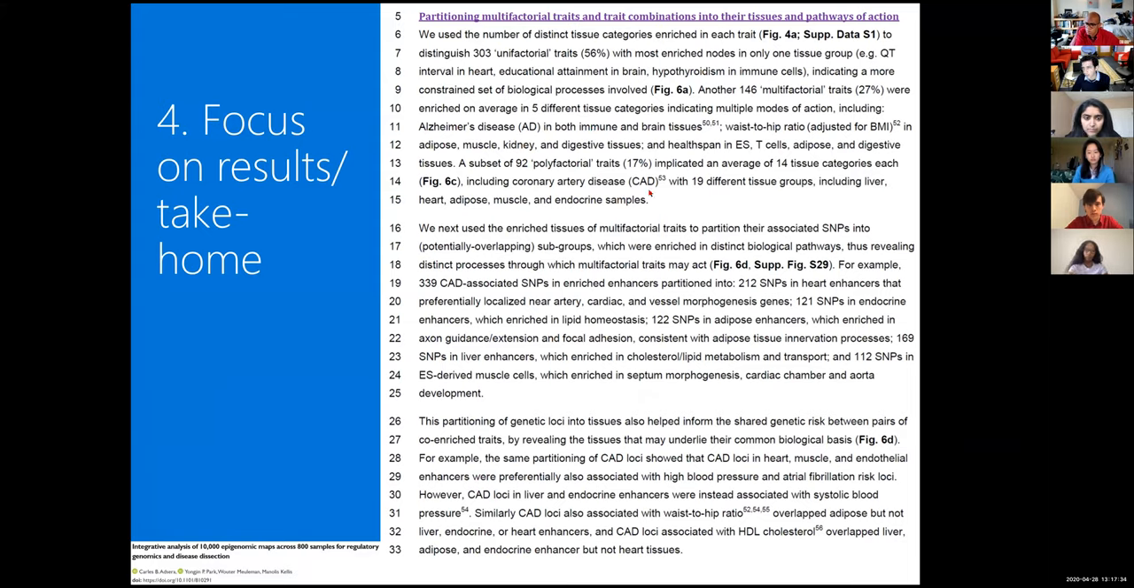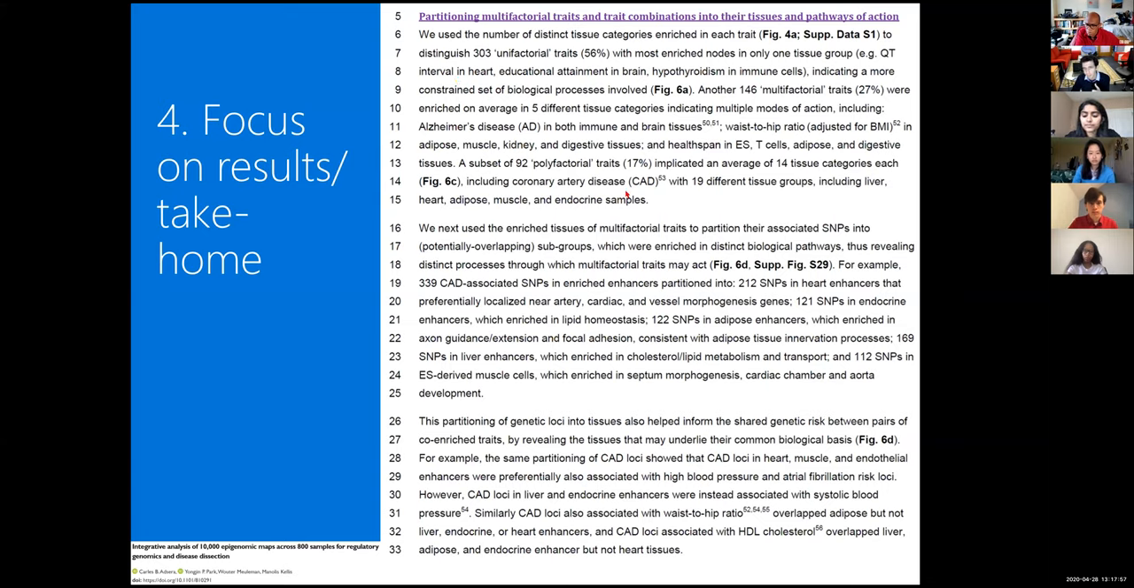So I could have spent 3 or 4 paragraphs on any one of these sentences by basically saying, we next use the number of tissue categories to distinguish 3 classes of traits. The first category had more than 13 traits, and we define those as, and here are some examples, next sentence. For example, QT interval was enriched in only the heart, et cetera, et cetera.